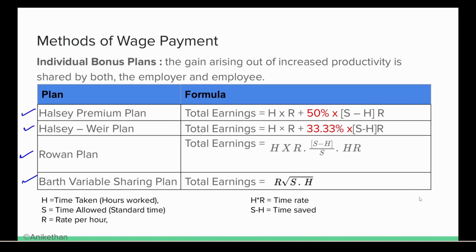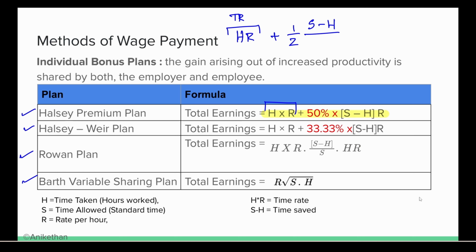His total earning will be equal to, focus on this equation, H into R. So H into R is nothing but time rate. So he will be given a guaranteed time wages plus a component of bonus. How is the bonus calculated? In case of Halsey premium, it is nothing but 50%. So I will write it half into S minus H. Here S is standard hours and H is actual hours.